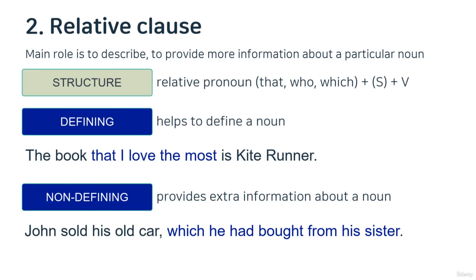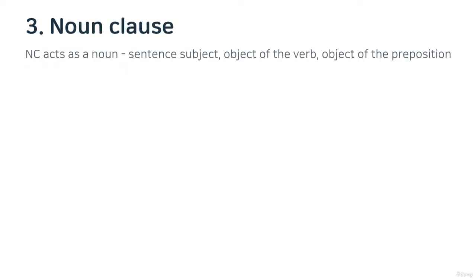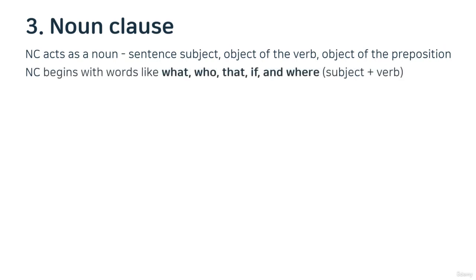Okay, so let's now move on to the third dependent clause, a noun clause. A noun clause acts as a noun in a sentence, so it can function as the sentence subject, object of the verb, or the object of a preposition. A noun clause begins with words like what, who, that, if, where, and so on. And there is usually a subject and a verb.